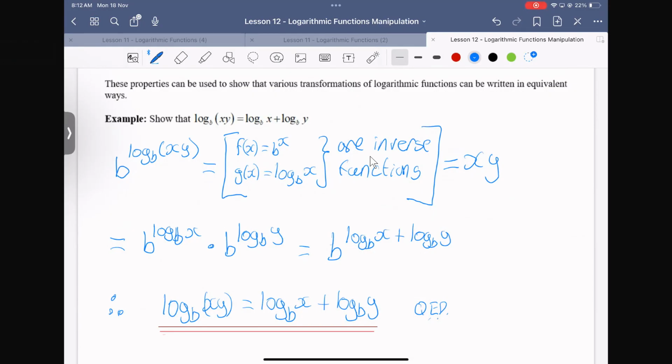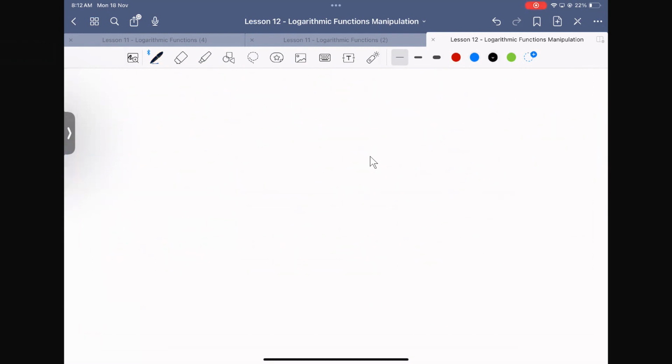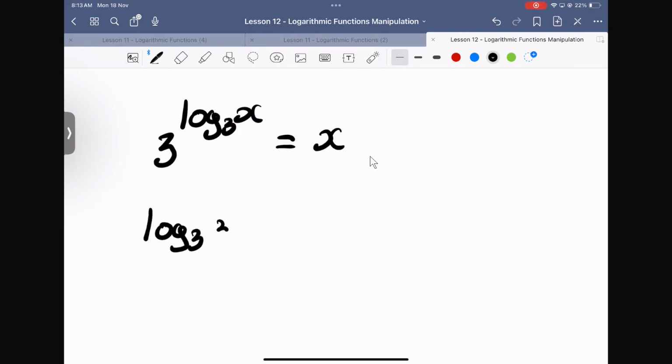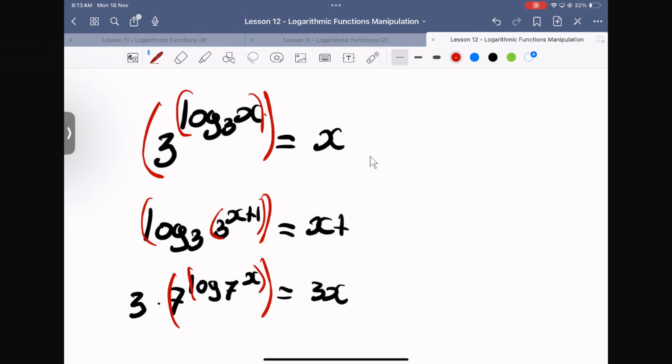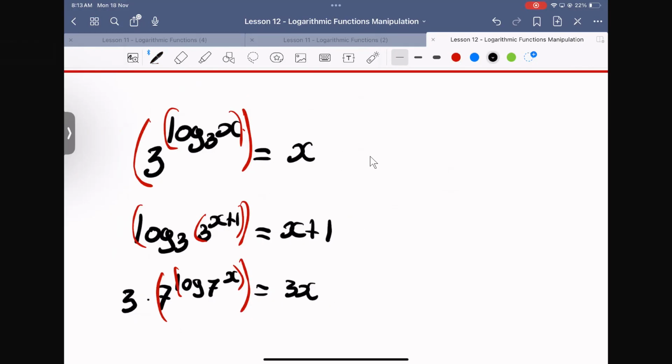Let's focus for a minute on something you were struggling with. If we have 3 to the log base 3 of x, what is this equal to? What happens if we have log base 3 of 3 to the x plus 1? And then we have 3 times 7 to the log base 7 of x. Make sure you spot the inverse properties for these functions. These are inverse functions used for undoing. Oh, sorry, I'm missing a plus one. All right, let's go on.